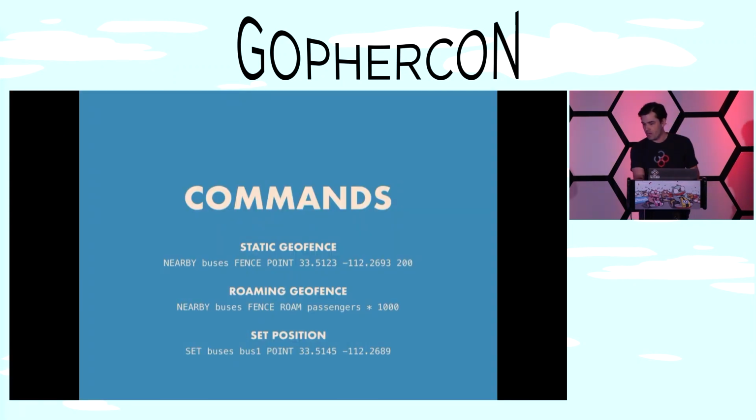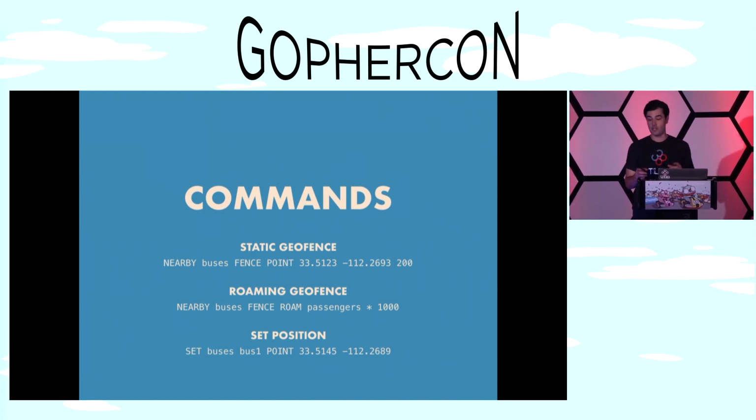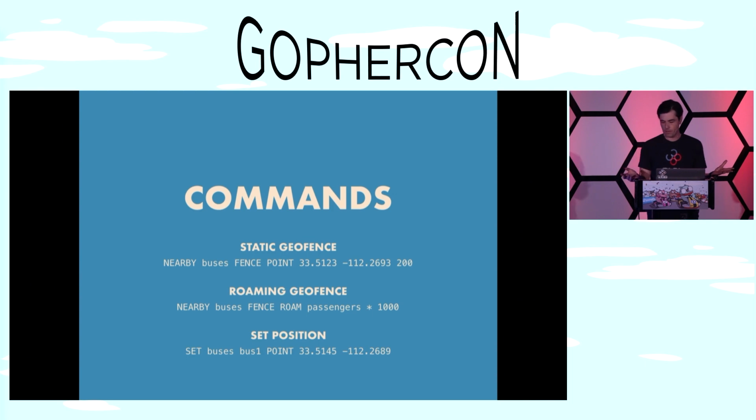All right, let's look at some commands. It's really easy. There are three basic commands that you have to be concerned with. These commands are super simple. You have a point and 200 meters around it, bound to a bus's collection. This is the static geofence, by the way, the first one. The next one is a roaming geofence, 1 kilometer around the bus's collection, and when the bus gets nearby a passenger, that fires off notifications. And the third one is simply setting a position for a bus itself. This is like if you were to do the bus stop option.